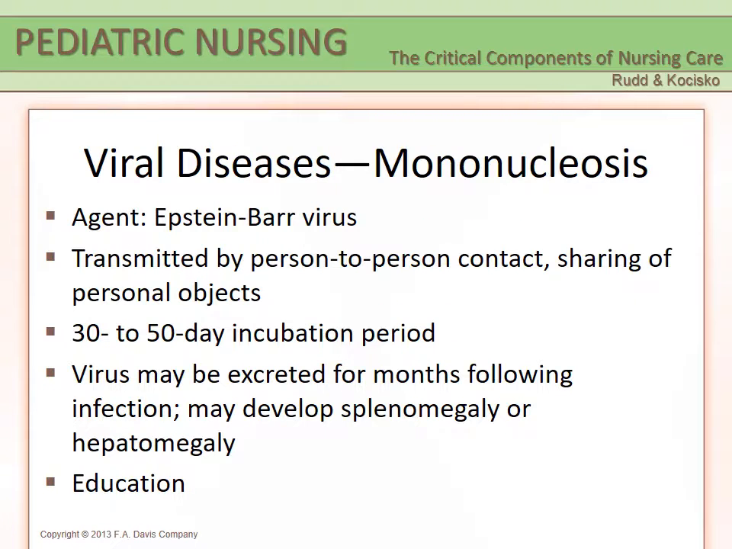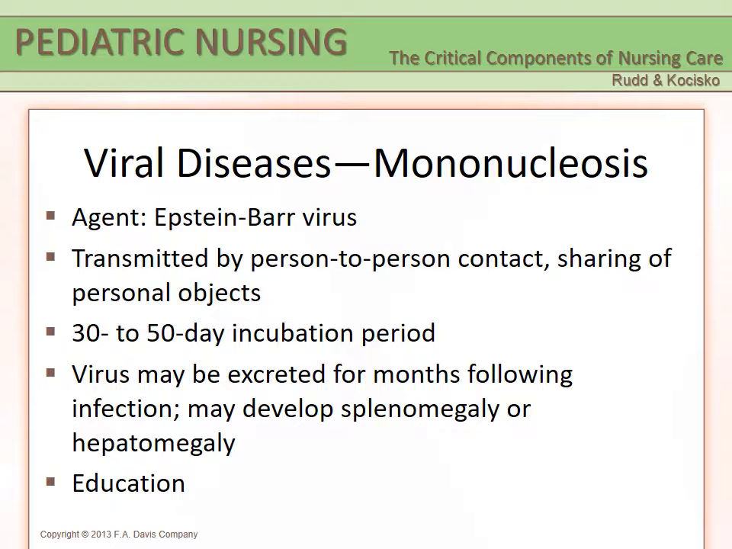Next, we have a little mononucleosis. It's caused by the Epstein-Barr virus, transmitted via person-to-person contact or sharing of personal objects, such as cups or toothbrushes, anything with saliva on it. It has a 30 to 50 day incubation period, and this virus may be excreted for months following the infection.